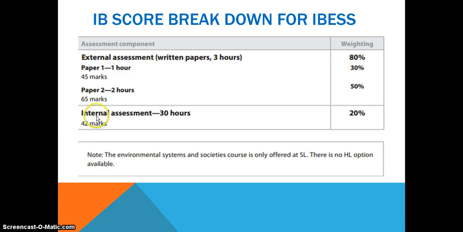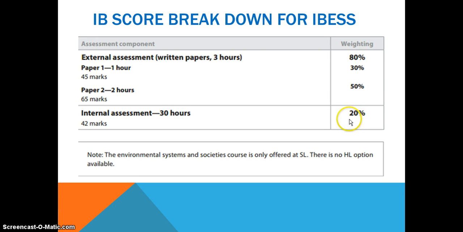You've already done your internal assessments and a lot of other work to help you get in the right direction to score well on that. That was about 30 hours of work you put in. The IAs are overall worth 20% of your IB score.